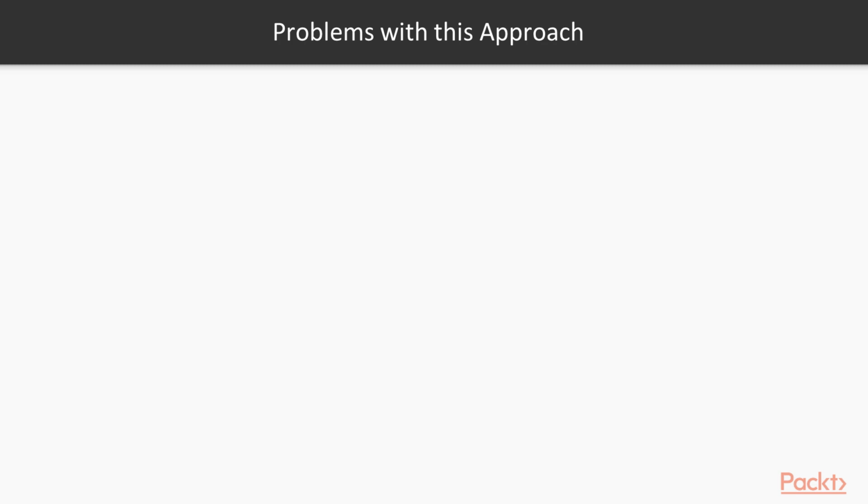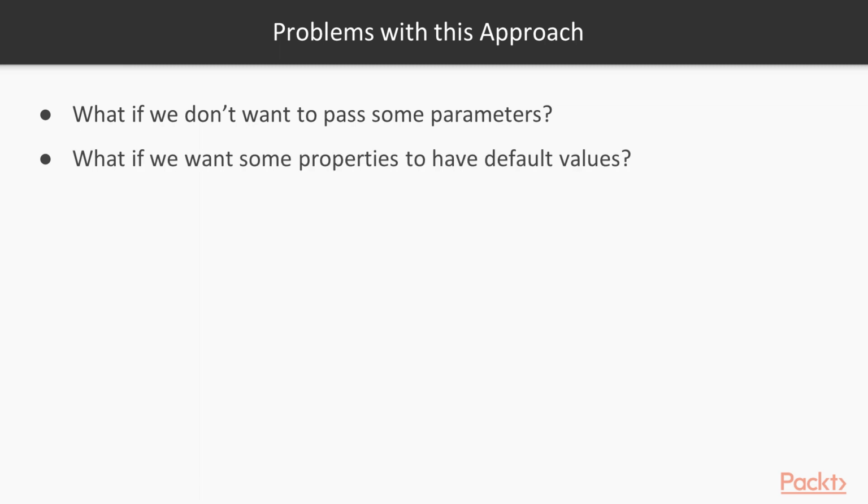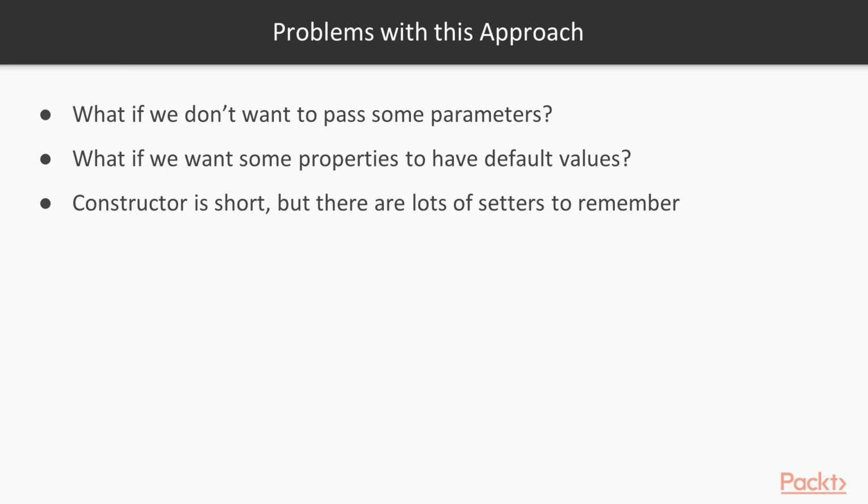Now, there are problems with this approach as well. The first problem was, what if we don't want to pass in parameters? That's gone now because if we don't want to pass parameters, we simply don't need to set them. But what if we want some properties to have default values? We still can't do that unless we manually go out of our way to create a default object and set it every single time. But that doesn't really make sense because if we have to set it every time, it's not really a default value. The constructor is short, which is good, but there are still a lot of setters to remember, so it's sort of the same as having a long constructor.